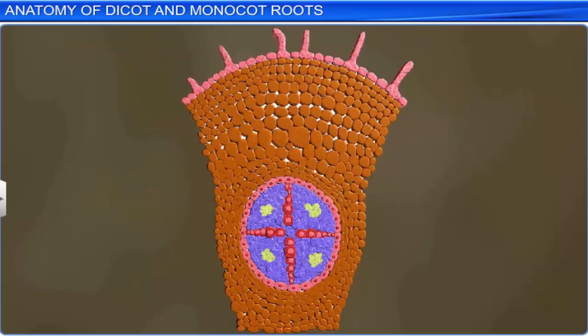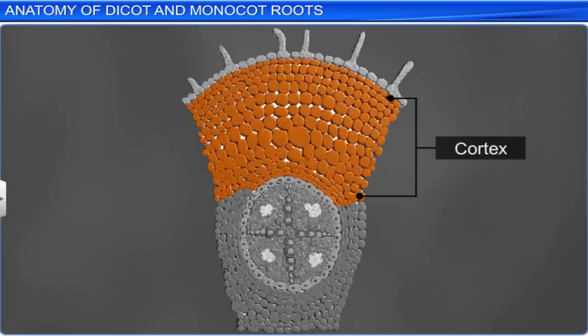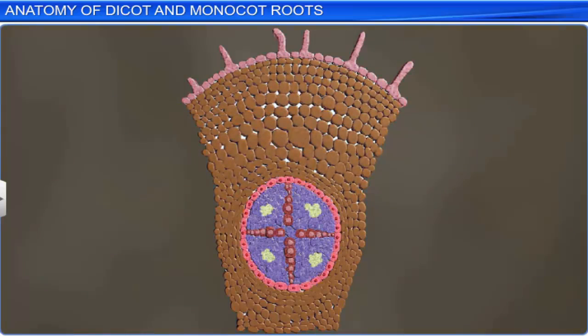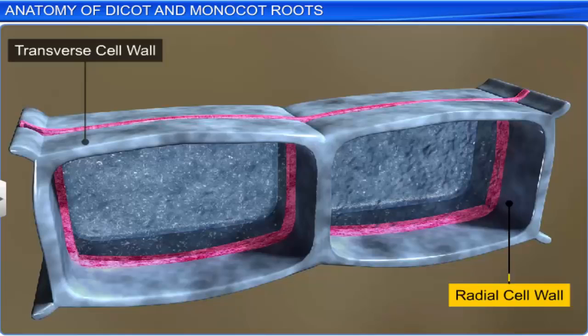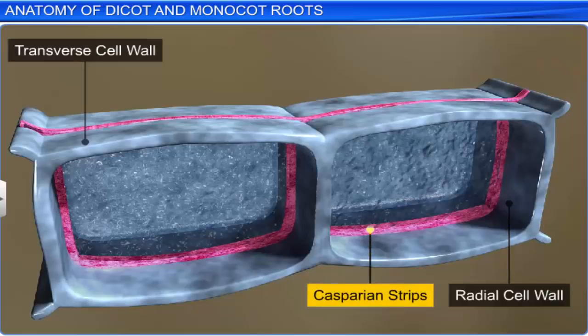The epidermis is followed by cortex, which is formed of several layers of thin-walled parenchymatous cells. These cells have intercellular spaces. The innermost layer of the cortex comprises barrel-shaped cells without any intercellular spaces. This layer is known as the endodermis. The tangential and radial walls of the endodermal cells have deposits of a water-impermeable material, or suberin, which is also called Casparian strips. Suberin is a waxy, waterproof substance present in the cell walls of the cork tissue in plants.